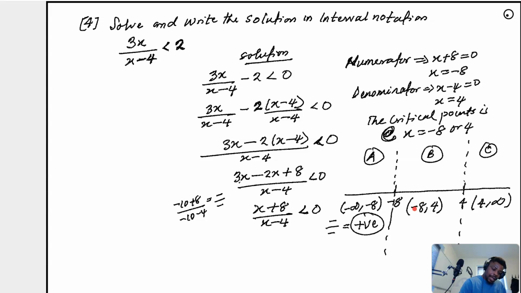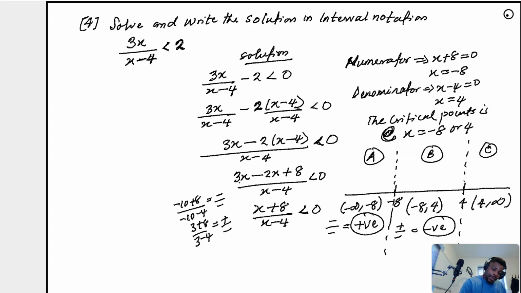The next one, let's pick a number between minus 8 and 4. I can pick 3. So 3 plus 8 and 3 minus 4. 3 plus 8 is 11, that is positive. 3 minus 4 is minus 1, that is negative. Positive divided by negative, this is negative.